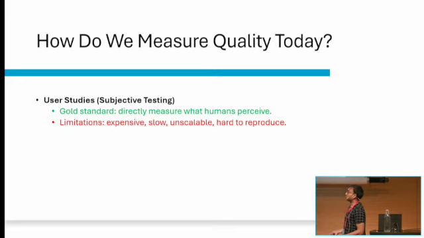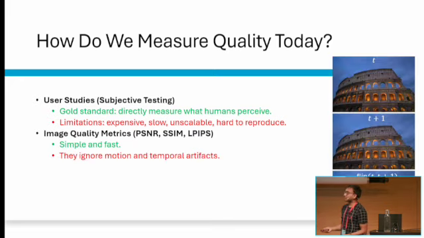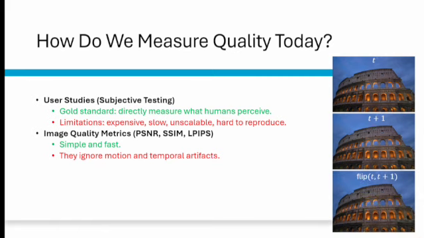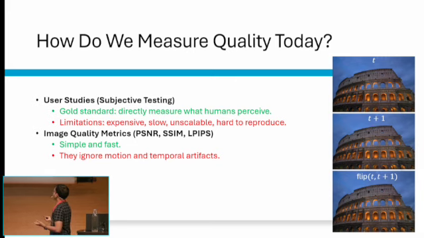A very common alternative to user studies is image quality metrics. And yesterday, we saw a lot of PSNR and SSIM scores in different talks. And there's beauty to that. It's very simple. It's computationally efficient, and it's reproducible. But they suffer from an obvious problem that they don't model temporal artifacts.